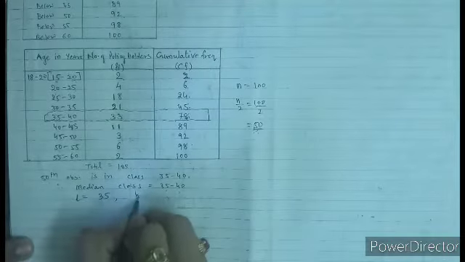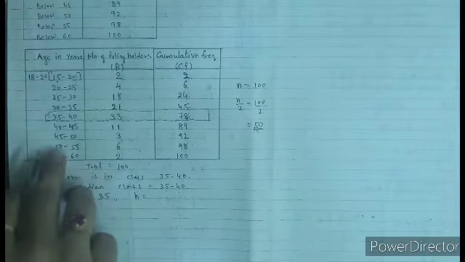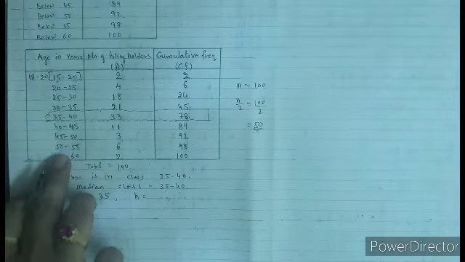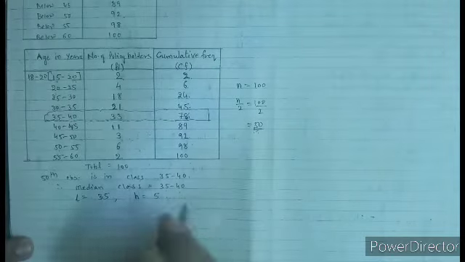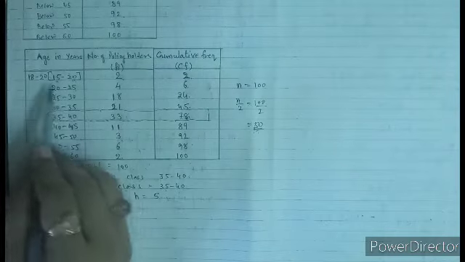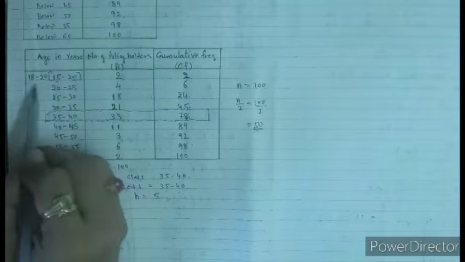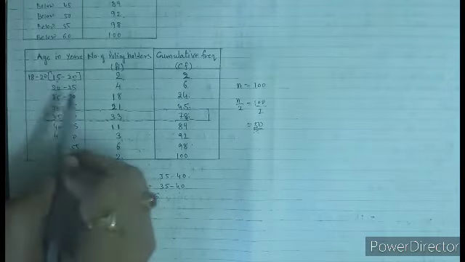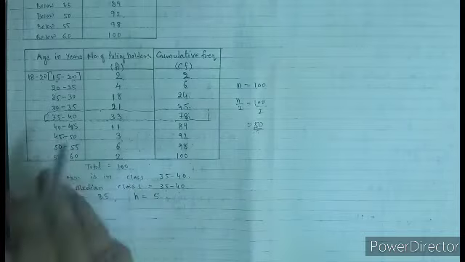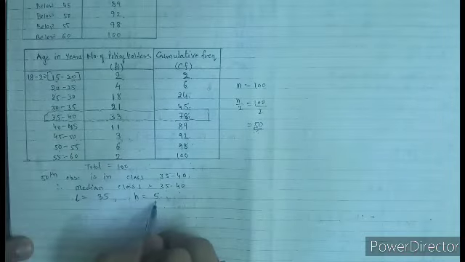From this we can get L, the lower boundary of the median class, which is 35. The next term is H, the class length. The classes are formed in the continuous frequency distribution and the class length is 5. So H will be 5. If some student has written the first class as 18 to 20 and the remaining classes as I have written here, then you have to ignore the class length of the first class, because the remaining class lengths are all the same, 5. So H equals 5.